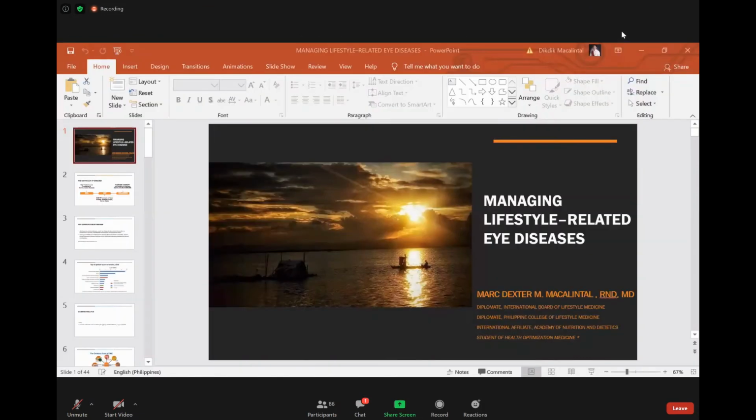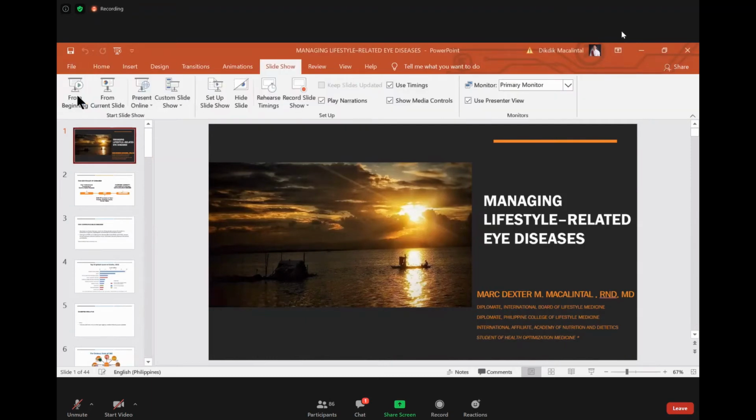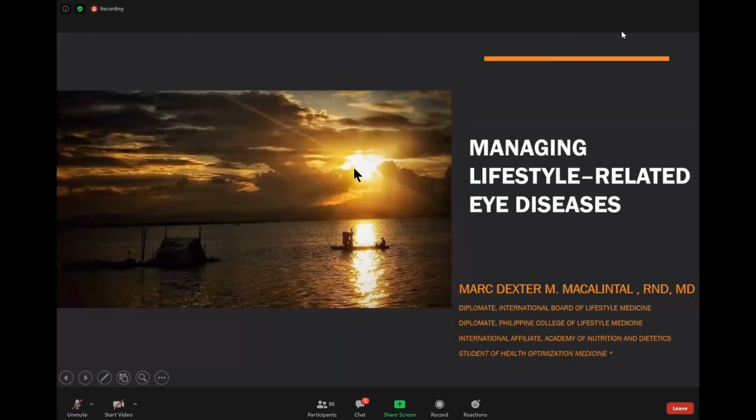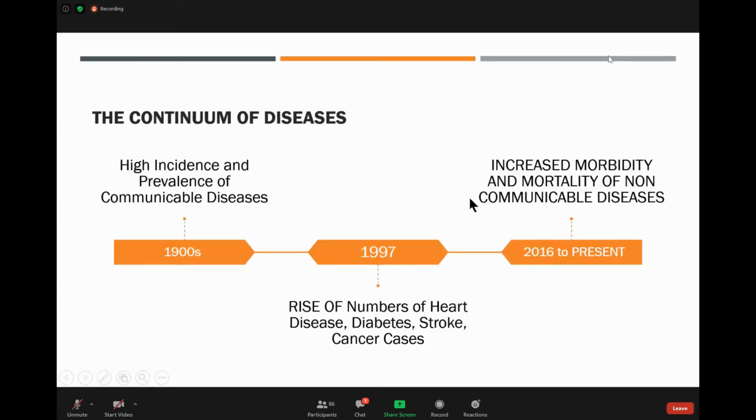Okay, so for tonight, we're going to discuss some cases. This is managing lifestyle-related eye diseases. I was asked to develop some slides for you, and then we'll discuss kung ano ba yung magagawa natin para sa ating mga pasyente. Ayan.